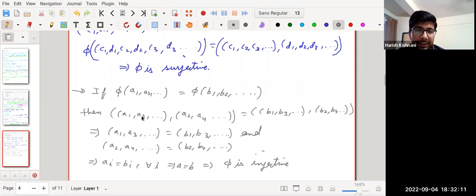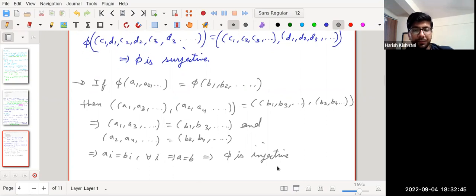So the first coordinate, that is A1, A3, will be equal to the first coordinate here, B1, B3, and the second coordinate A2, A4 will be the same as B2, B4, and so on. Now you can compare their individual coordinates, and you will get Ai equal to Bi for all i, and that implies that A is equal to B. A was A1, A2, and so on, and B was B1, B2, B3, and so on. So if each coordinate Ai is the same as Bi, then A has to be B. Thus, phi is injective. So this homomorphism is an injective and surjective ring homomorphism.